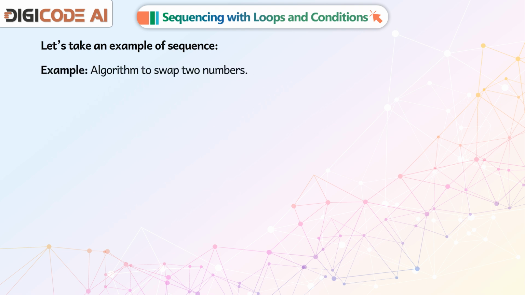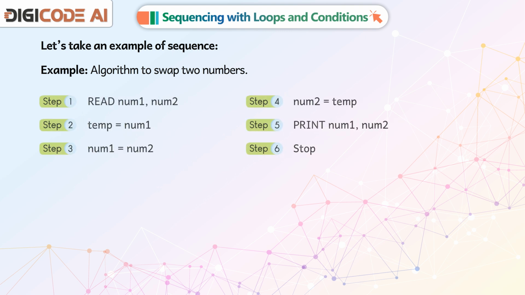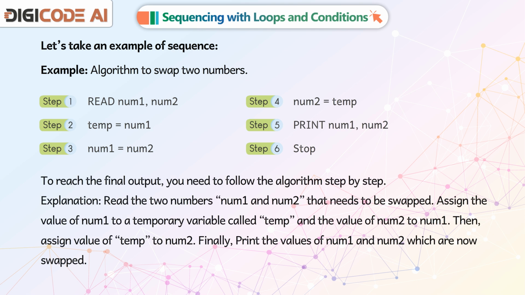Example: algorithm to swap two numbers. Step 1. Read num1, num2. Step 2. Temp equals num1. Step 3. Num1 equals num2. Step 4. Num2 equals temp. Step 5. Print num1, num2. Step 6. Stop. To reach the final output, you need to follow the algorithm step by step.